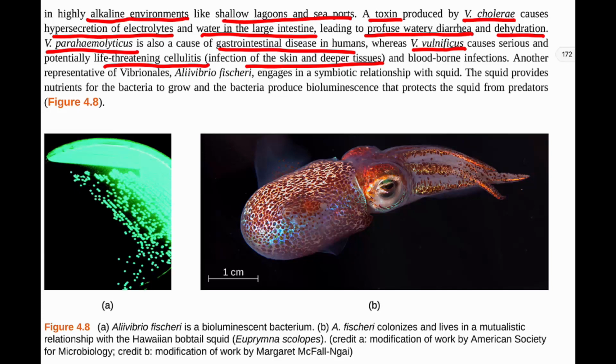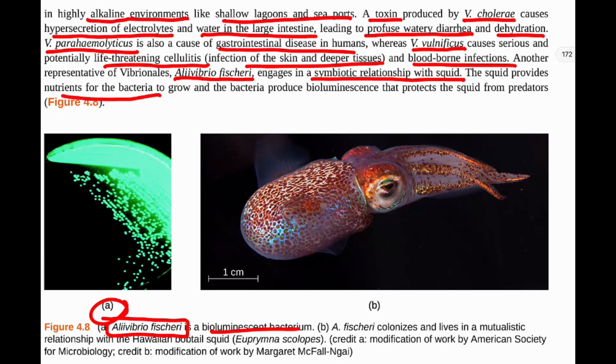Another representative of Vibrionales, Aliivibrio fischeri, engages in a symbiotic relationship with a squid. This is what is illustrated down here. Aliivibrio fischeri is a bioluminescent bacterium, which is interesting. The squid provides nutrients for the bacteria. So here's our squid here in B. Our squid is providing nutrients to the bacteria, and the bacteria are able to grow using those nutrients. Then the bacteria produce bioluminescence that protects the squid from predators. So it can make it look shiny and protect itself from predators.